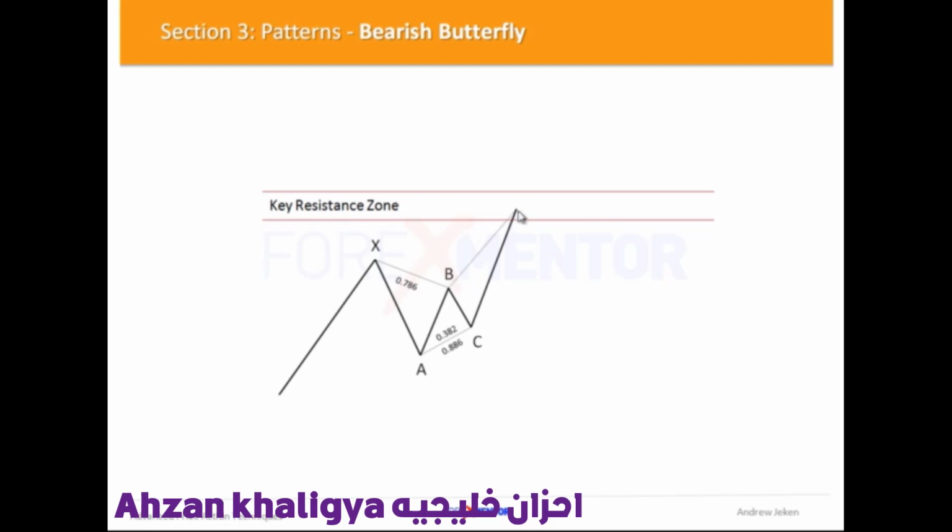And what we're looking for is the extensions of the XA swing, 127 extension, to line up with the BC extension or projection, 1618, and the 127 extension or projection lining up, forming a very tight confluence. And it's at this level right here, this highlighted area, we're looking to place a sell limit order. This is point D, and the stop loss will go just above the XA 1618 extension, which is not shown in this example, and we're looking for a drive lower.